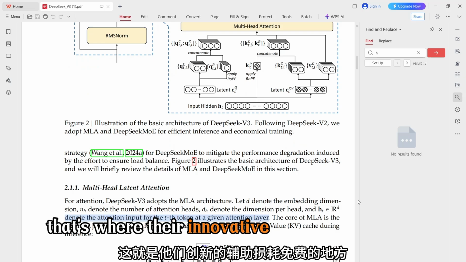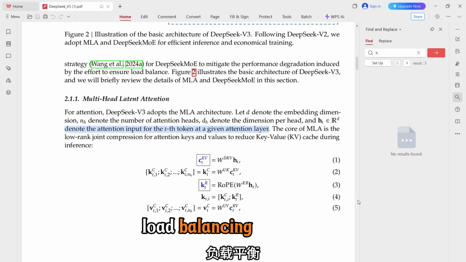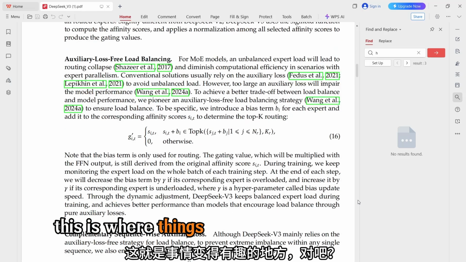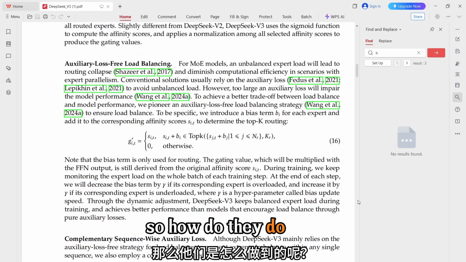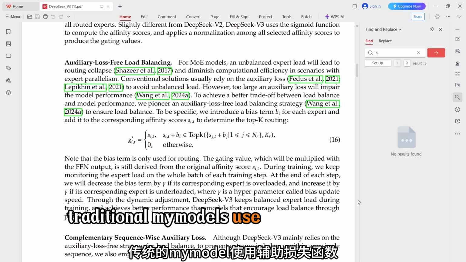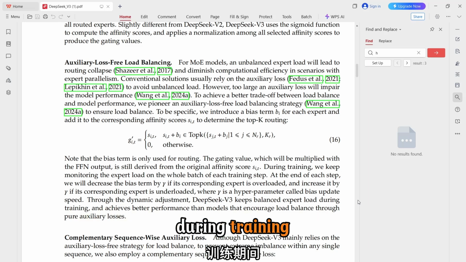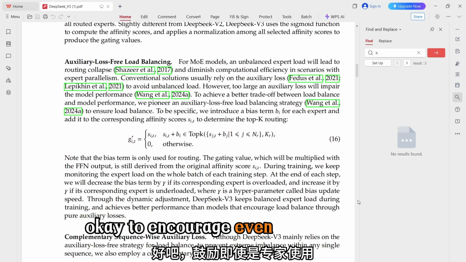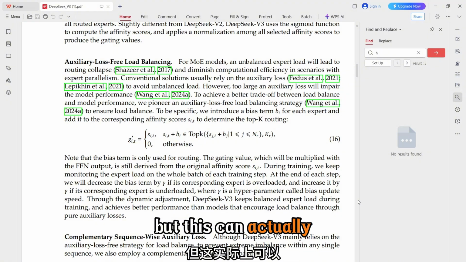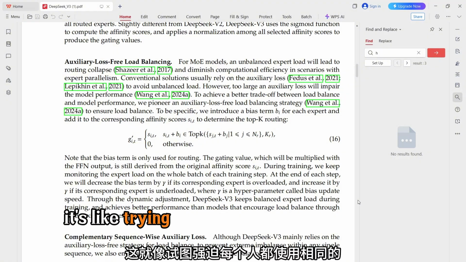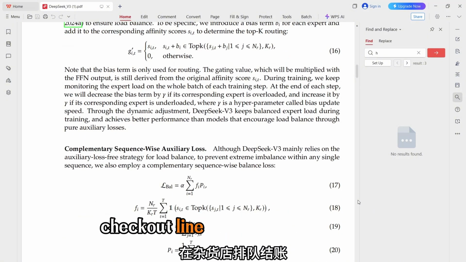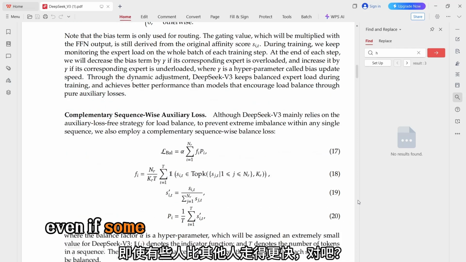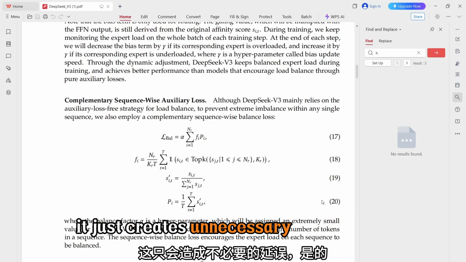That's where their innovative auxiliary loss-free load balancing comes in. This is where things get really interesting. So how do they do that? Traditional MoE models use an auxiliary loss function during training to encourage even expert usage, but this can actually hurt performance. It's like trying to force everyone to use the same checkout line at the grocery store. Exactly, even if some are moving faster than others. It just creates unnecessary delays.